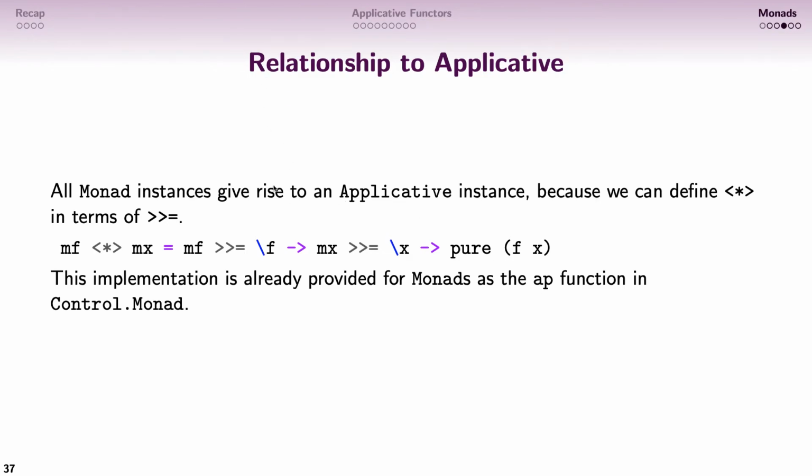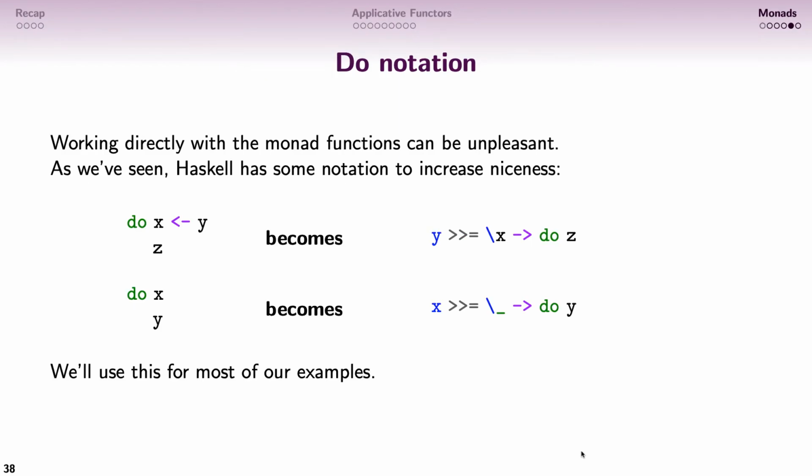And as we've seen before, we can use do notation to make this a bit easier. So instead of using the bind function applied to a lambda, we can just go do x, the left arrow can also be pronounced bind, y, and then do z. And to bind and ignore the argument, or use the double arrow function, its equivalent is just x and then y in the do block. So you've seen examples of this already, I'm sure.